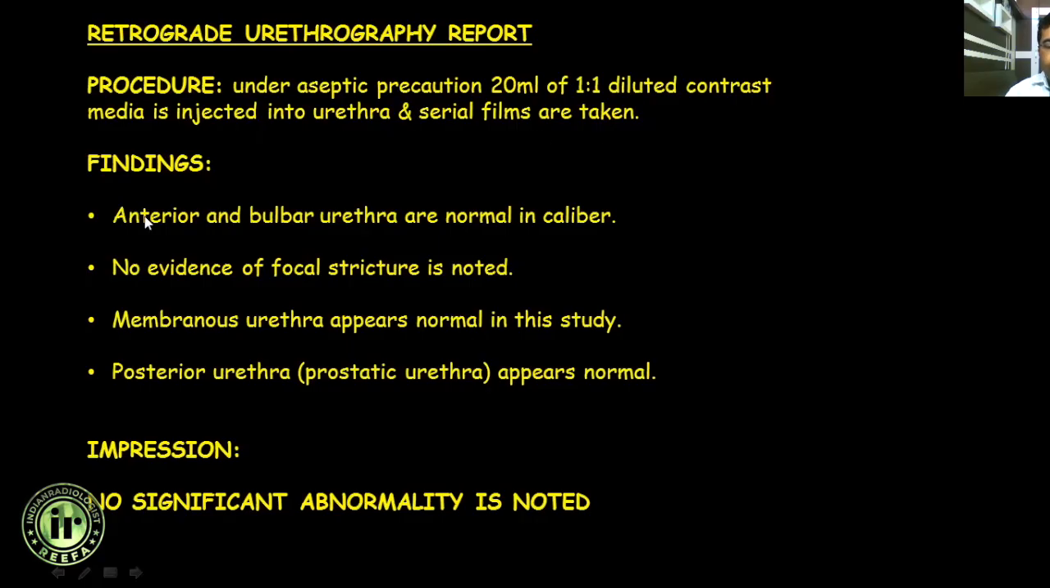Findings are very important. Always start with the anterior and the bulbar urethra, and how it is seen: whether it is normal in caliber or reduced in lumen caliber or irregular in the mucosal pattern. Then comment on whether a stricture is there or not. Then comment on the membranous urethra. It is a very short, small segment. Note whether it is normal or has a stricture. And then come to the posterior urethra, which is the prostatic urethra, whether it is normal or reduced in lumen caliber. You need to comment. If there is no abnormality, you need to mention that no significant abnormality is noted in the present study, right?